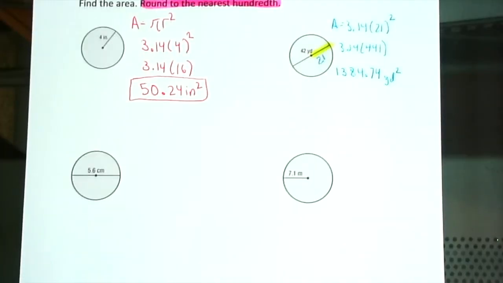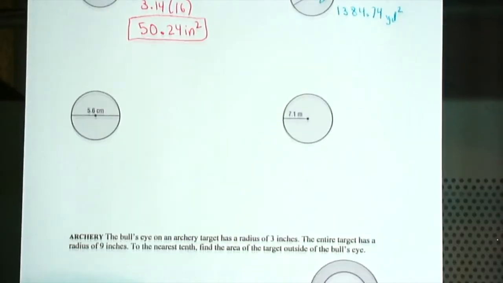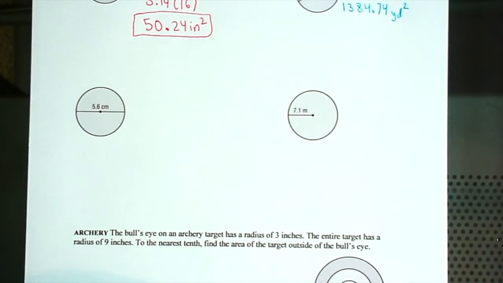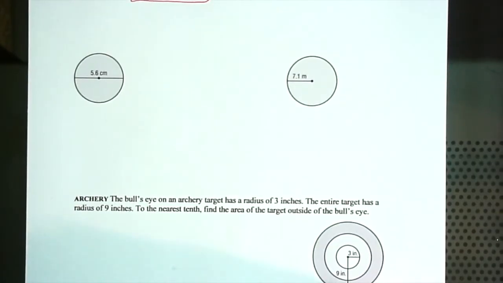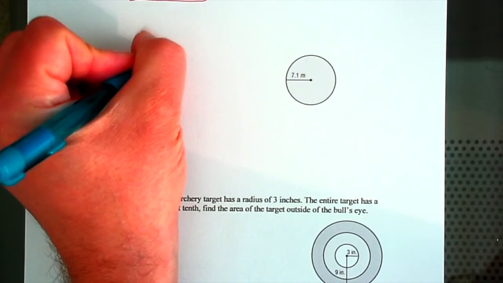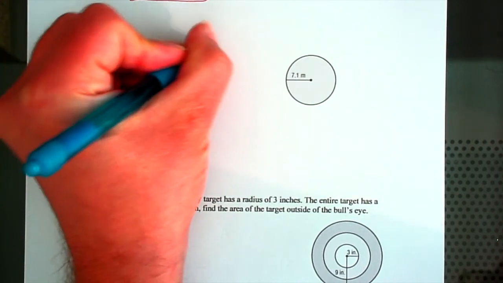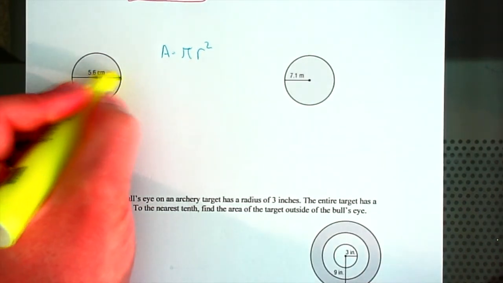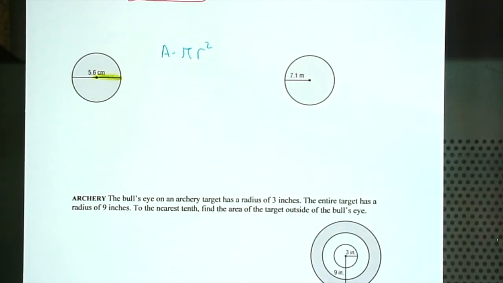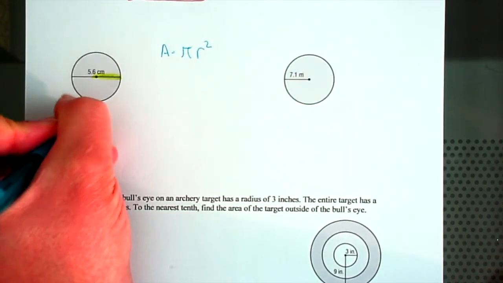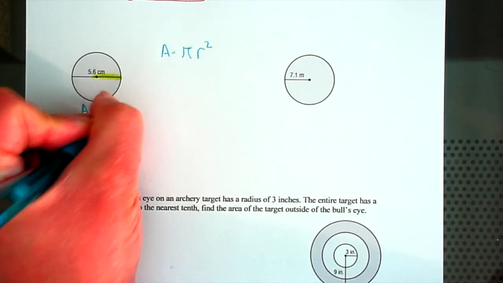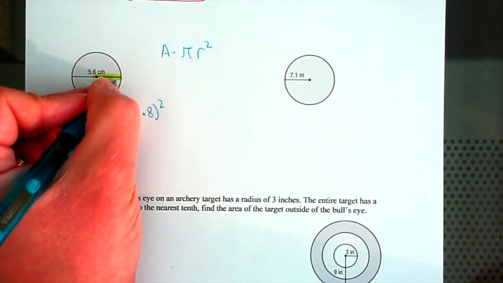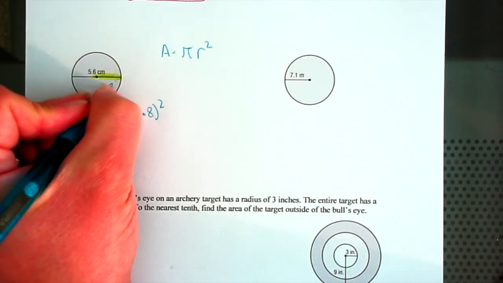Now I come down here, and now, again, they give me ones where I have a decimal. Again, I'm going to use the formula area equals pi times the radius squared. For this one I only want this distance, I only want that radius. So the area is 3.14, and when I take 5.6 and divide it by 2, I get 2.8.